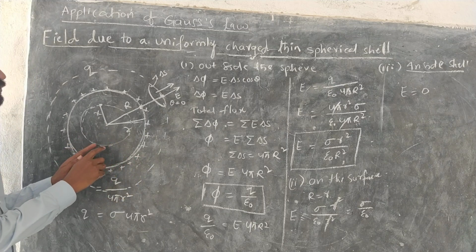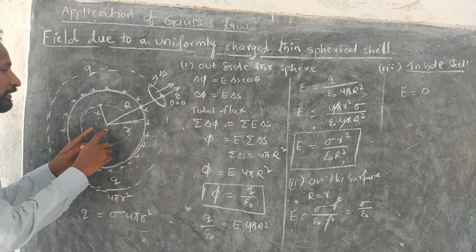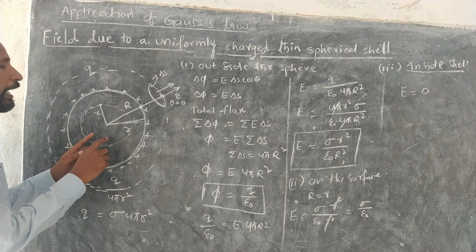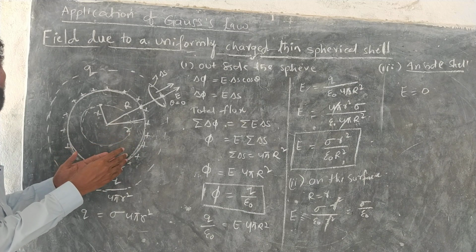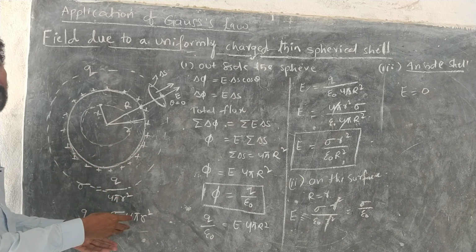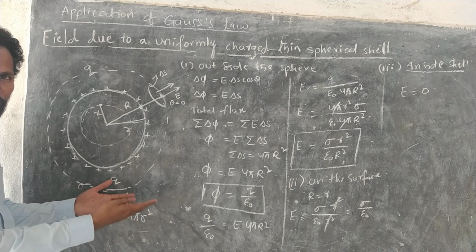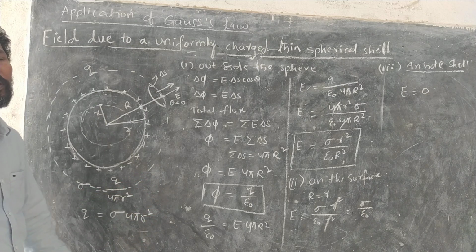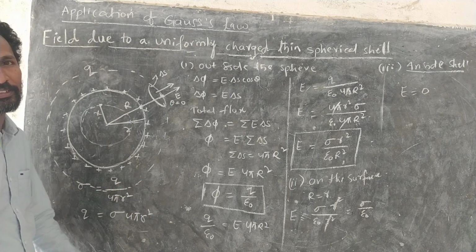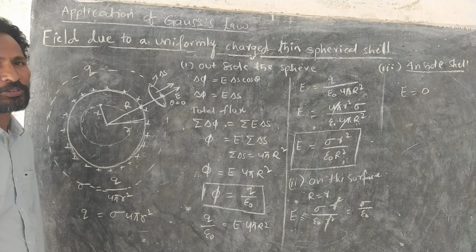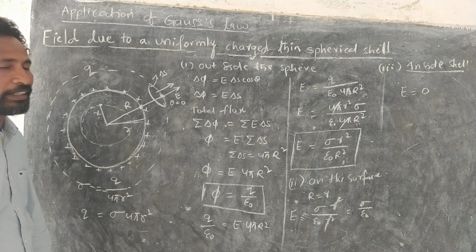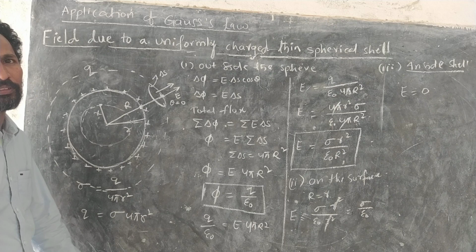You write the explanation: why is E 0? Because the Gaussian surface does not have any charge or does not enclose any charge. So the field inside hollow bodies is 0. Clear? This is a very important question. Please practice. Watch many times, write it in your notes, and you can understand.